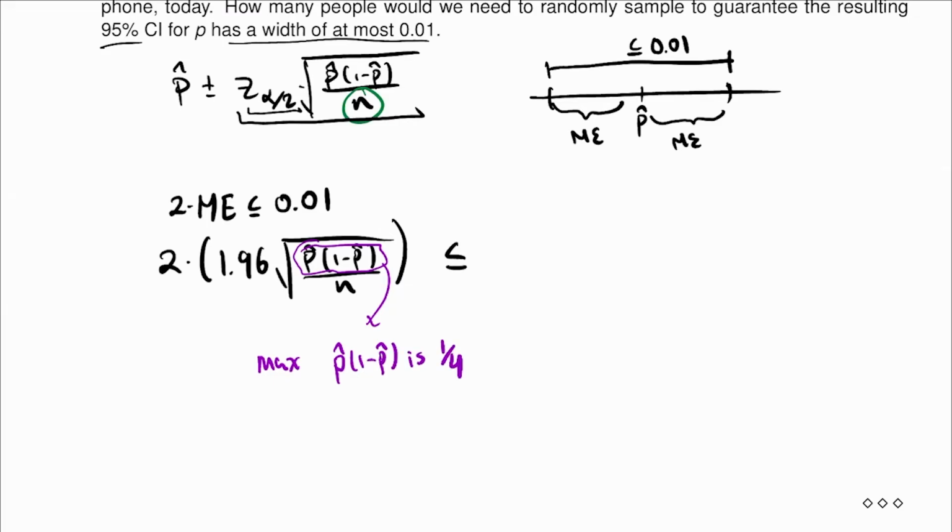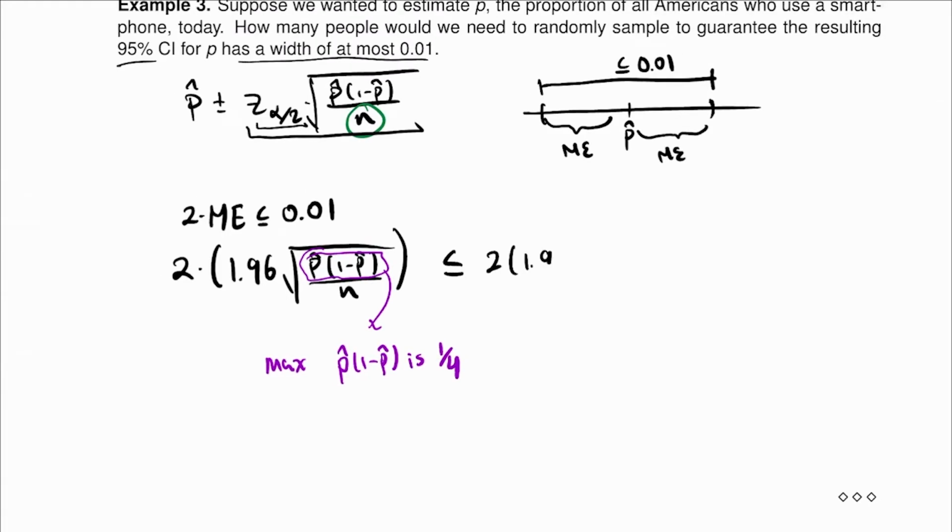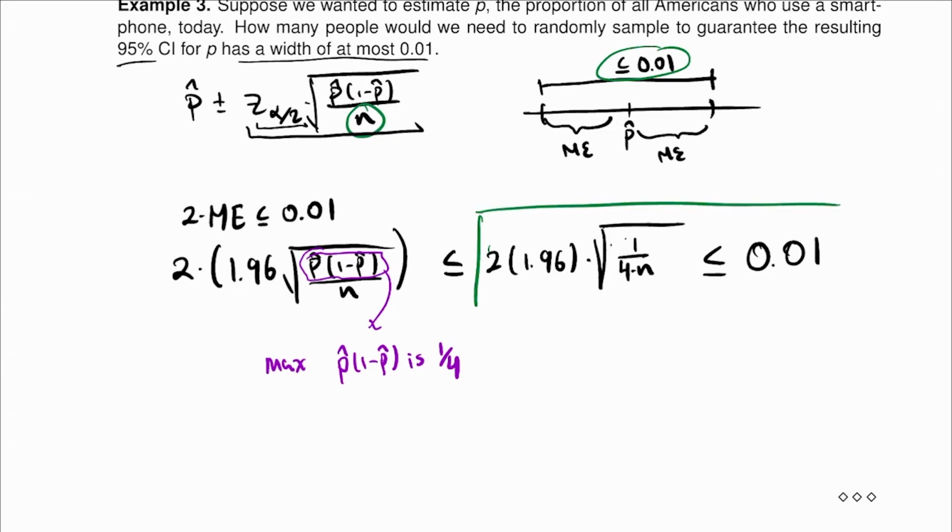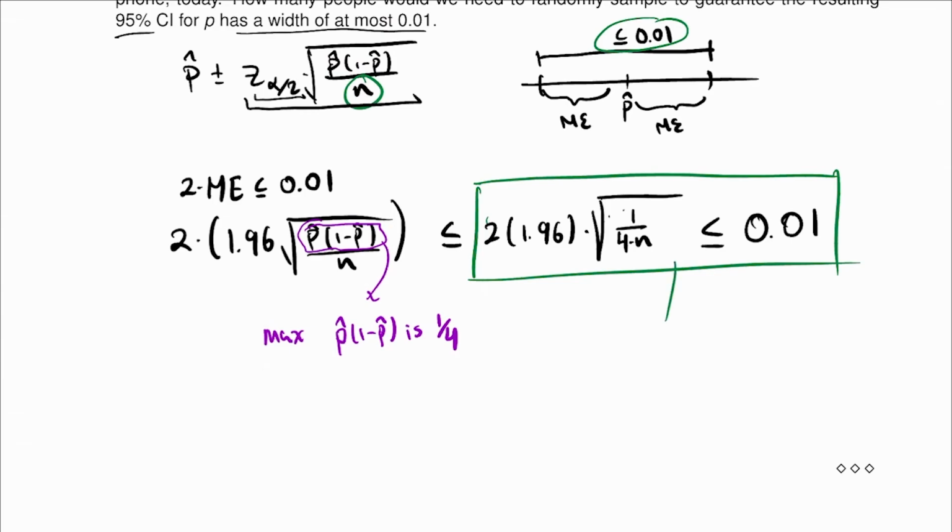So this quantity is less than or equal to 2 times 1.96 times the square root of 1 over 4 times n, and we want this to be less than or equal to 0.01. That is our condition here. If we solve this inequality for n, we will find that n should be greater than or equal to 38,416 people.